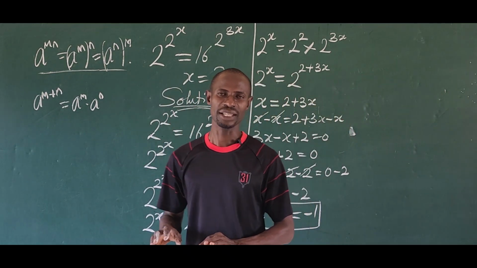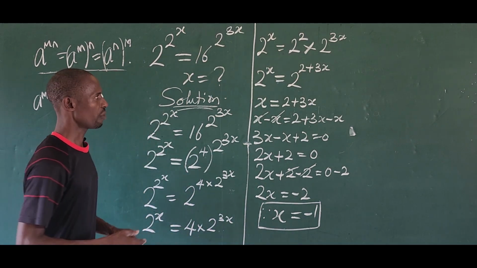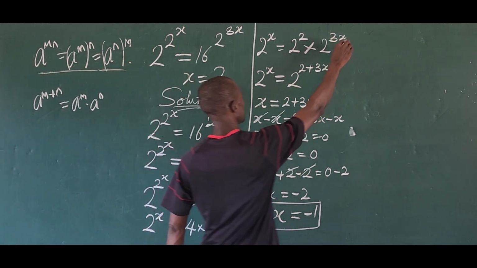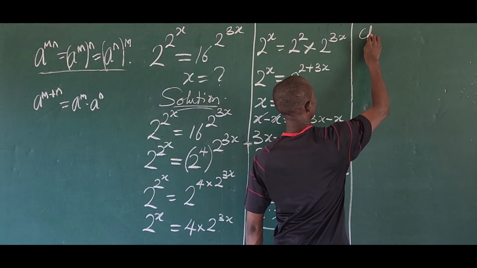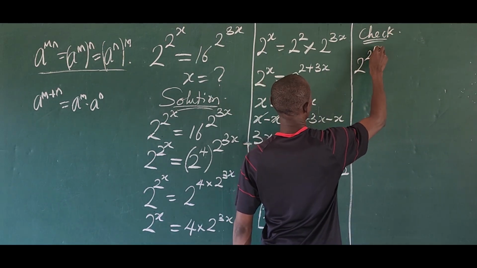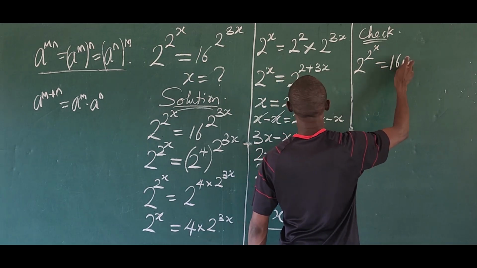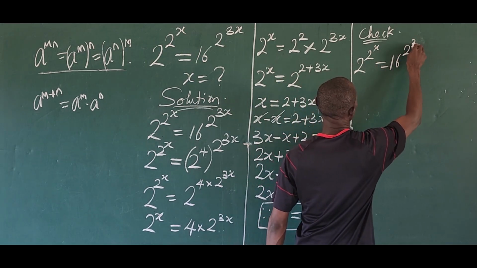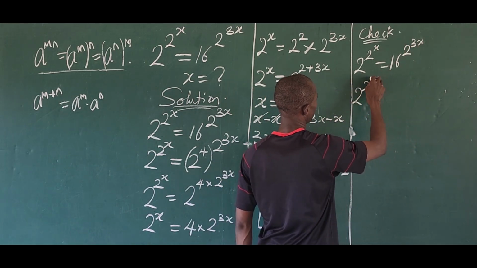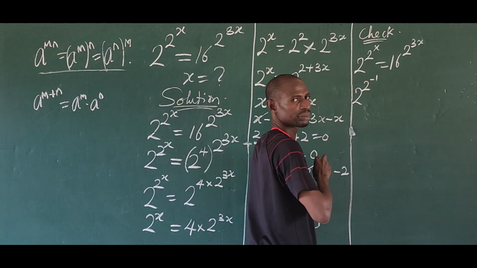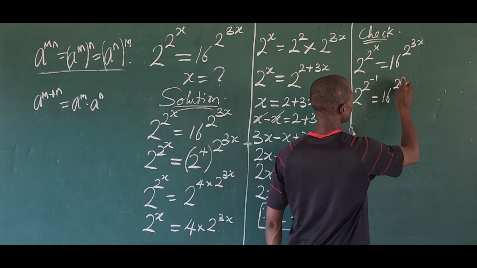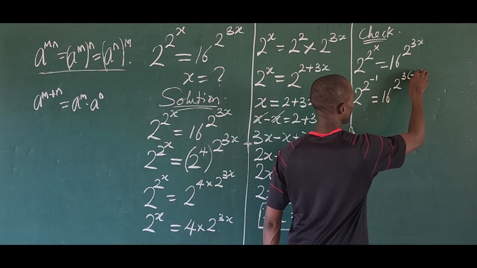But let's do a simple check if this actually satisfies the original equation. We want to plug in the value of x, which is minus 1, into the original equation. So let's take our check here. We have 2 to the power of 2 further raised to the power of x equal to 16 to the power of 2 further raised to the power of 3x. So this is going to give us 2 to the power of 2 all raised to the power of minus 1, then this is equal to 16 to the power of 2 raised to the power of 3 times minus 1.